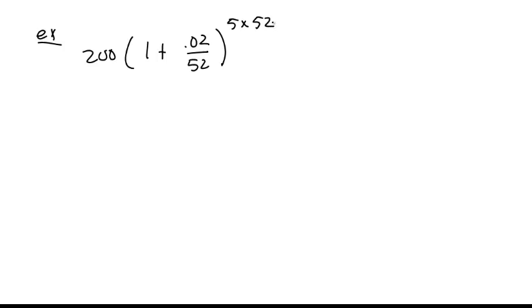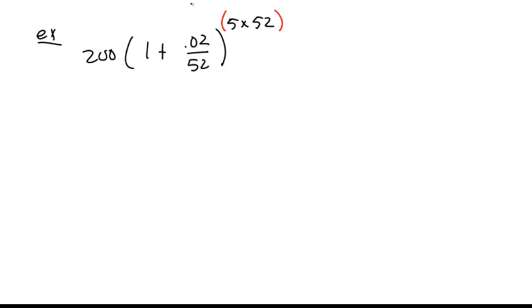Okay, let's say we want to compute 200 times (1 plus 0.02 over 52) raised to the 5 times 52 power. First of all, I want you to remember that there are invisible parentheses around the exponent. There's no way we can use that exponent until we simplify it.